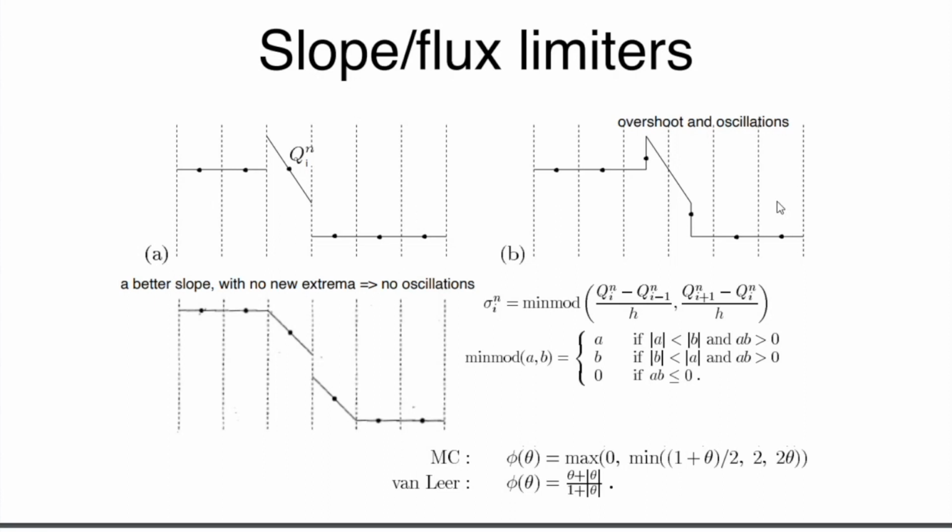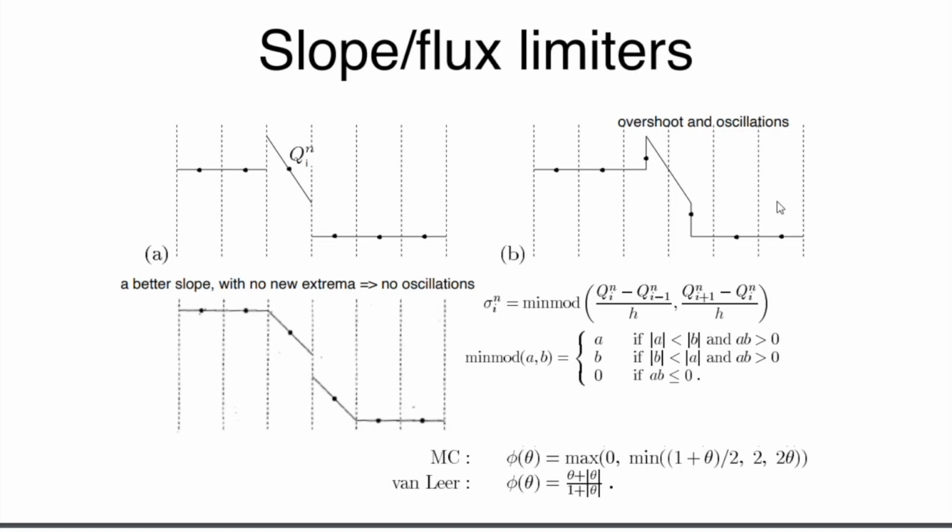Okay, minmod, for example, is a nonlinear function. Basically, for minmod of a and b, if a and b have opposite signs, or if one of them is 0, you set it to 0. So if the two slopes, here this slope is 0, this slope is something, you don't do (a plus b) by 2.